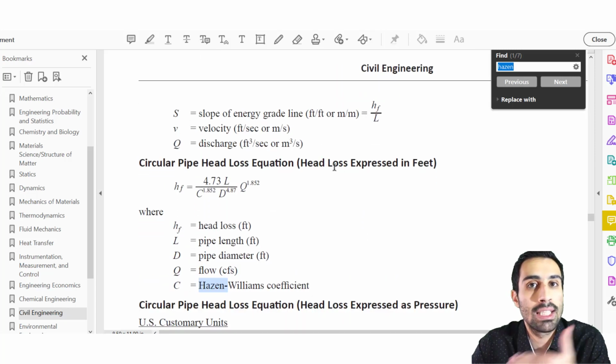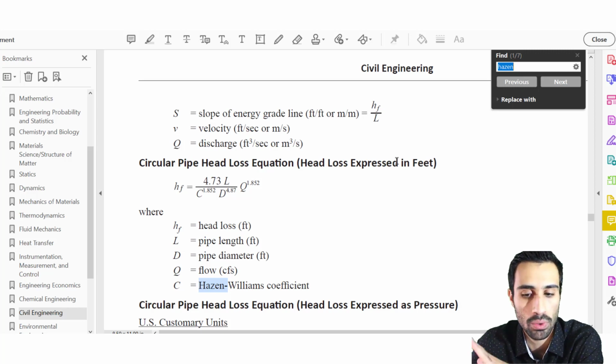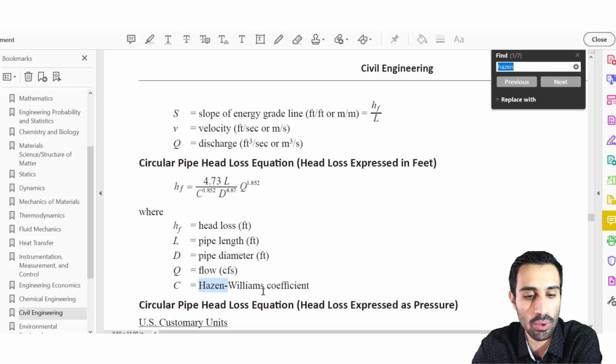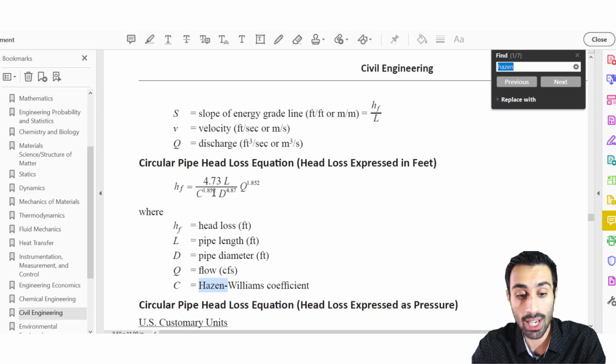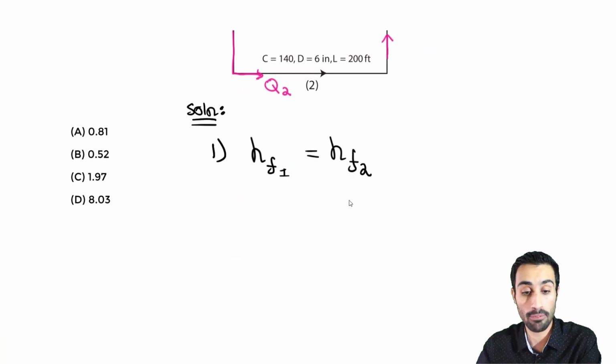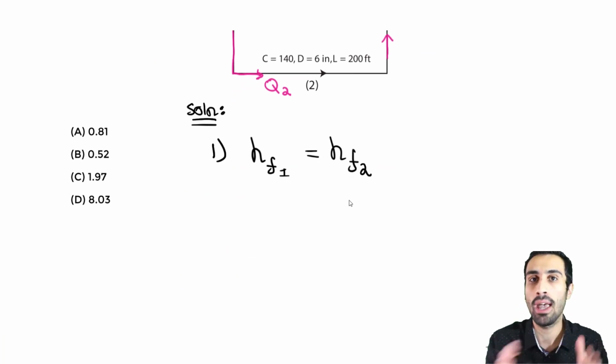This is the head loss expressed in units of feet. So the head we lose in terms of feet. And this is the big equation we're going to have to use. Notice how it uses that C value, the Hazen-Williams coefficient. So we're going to use this to actually solve this question. What I'm going to do is go back and denote that for each pipe, for pipe 1 and pipe 2.